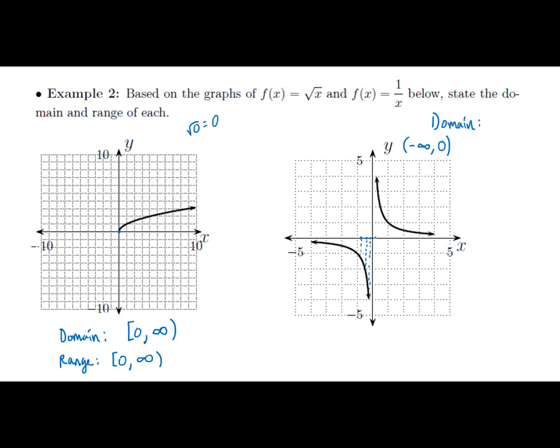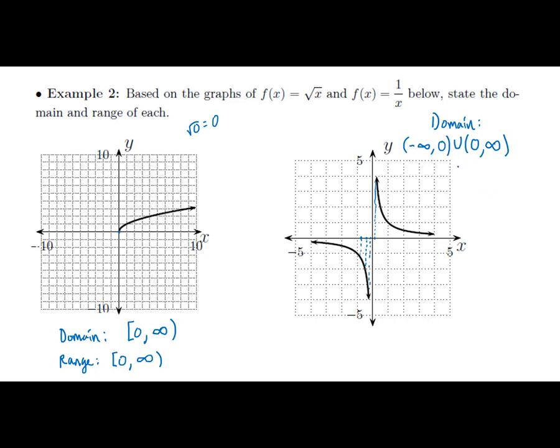But then, of course, after 0, I'm free to pick things back up again, right? So if I pick a value really, really close here, eventually it's going to hit my graph. And so I can have anything to the right of 0. So I'm going to use that union symbol that we talked about on the previous slide. And then I can be anything from just after 0 up to infinity. And so my domain looks like this.